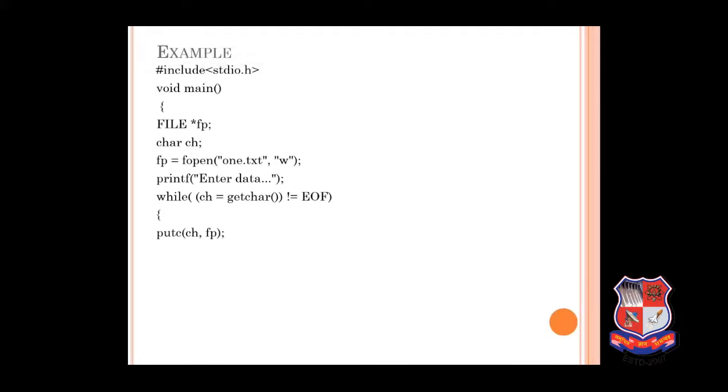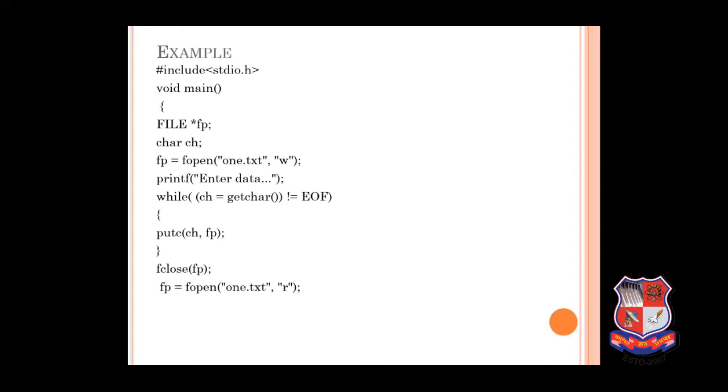And after that it will put the character into the file, as we have created that pointer, and then we will simply close the file. First we have opened the file, we are printing enter data, and while every character is entered using getchar and stored into ch, this loop will continue until it is not equal to EOF, and every character will be put into fp, and we will close the file pointer at last.